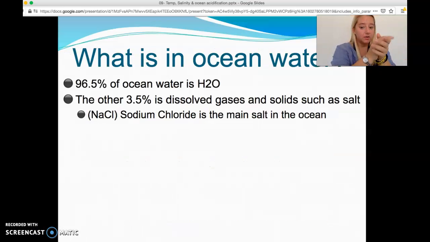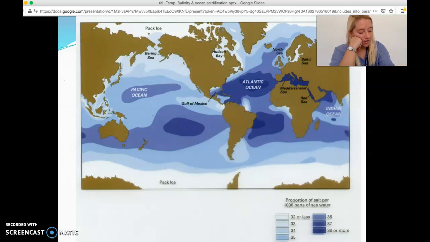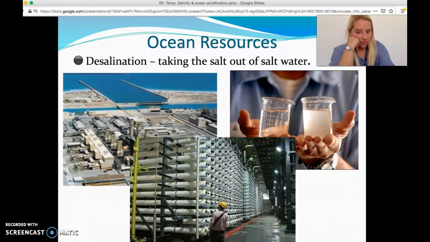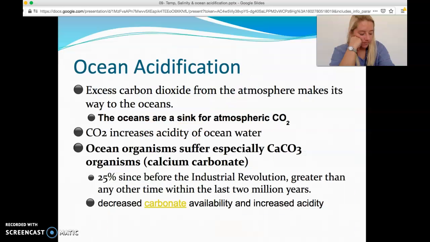Okay, so we've already done these notes. These are your salinity notes, so I'm going to zip right past through here, and we're going to finish talking about ocean acidification. Okay, so here we are.